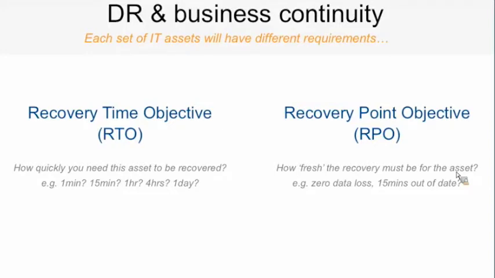And then secondly, the RPO. So this is about how fresh the recovery must be for the asset. In other words, what's the level of synchronicity of your data replication, or the period between your data backups? How often are you going to take those, and therefore, in the event of a disaster, how much information or data might you lose? And those 2 things are questions that you need to ask your business before you can develop and deliver a DR strategy that meets their needs. So always have these conversations up front.